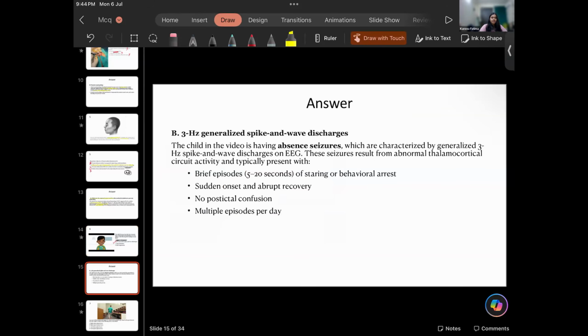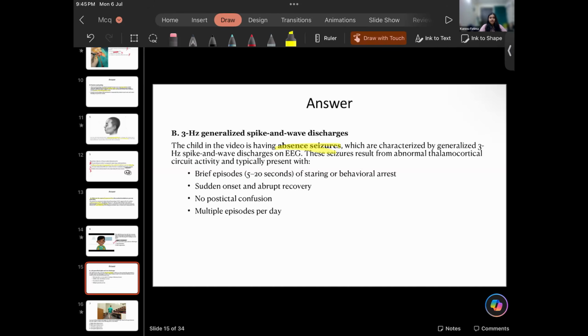The child in the video is having an absence seizure, which is characterized by generalized 3 Hz spike and wave discharges on the EEG. These seizures result from abnormal thalamocortical circuit activity and present with brief episodes of staring or behavior arrest, as the child looks clueless while sitting in a classroom, and randomly, for a very brief episode, the child has a staring look. Sudden onset followed by abrupt recovery.